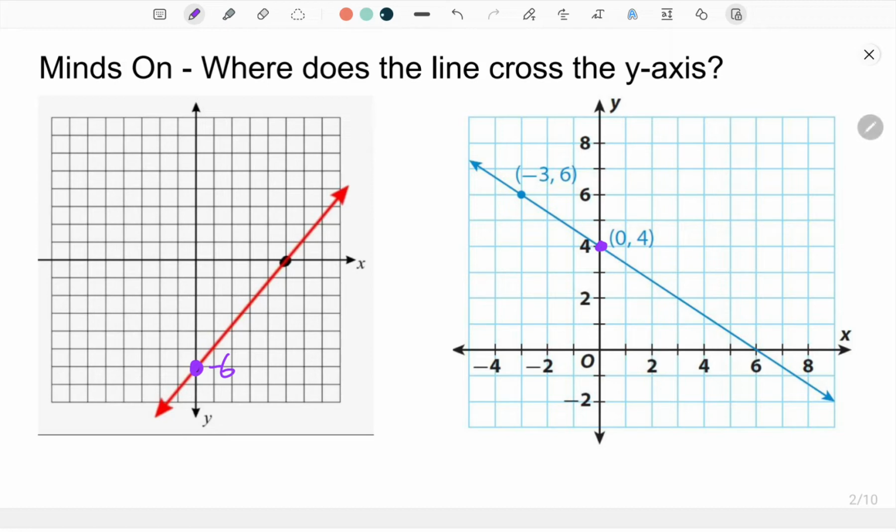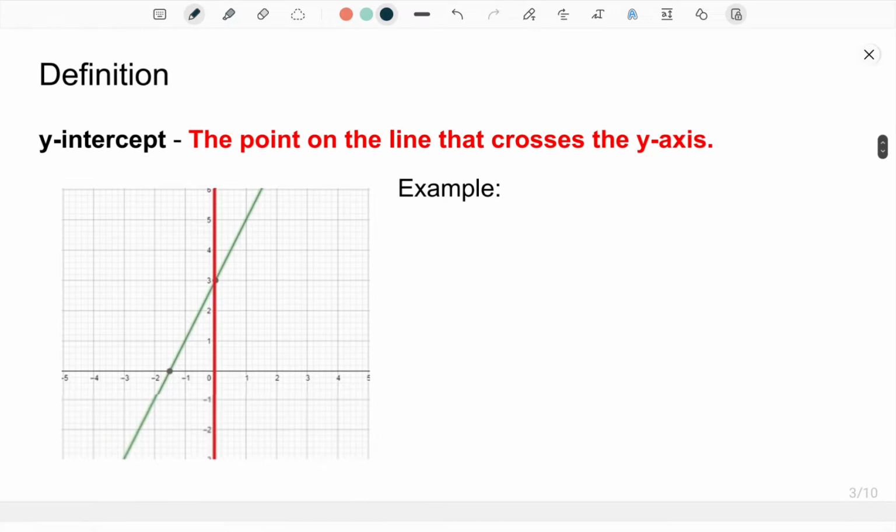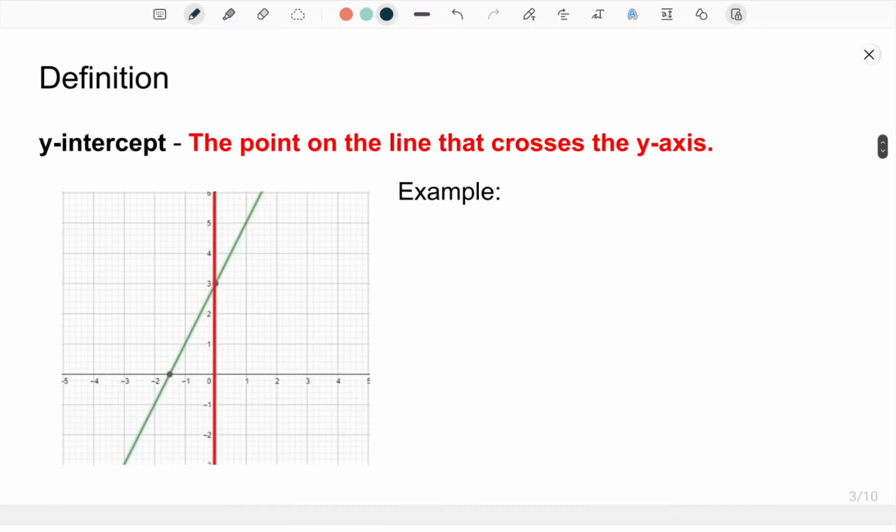So this is going to become an important point. And so that's why we're going to have this following definition. So that point where it crosses the y-axis, that's in fact what we call the y-intercept. So I'll give you a moment to write that down.